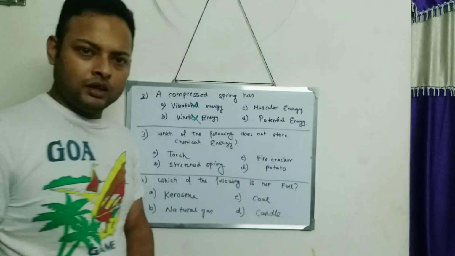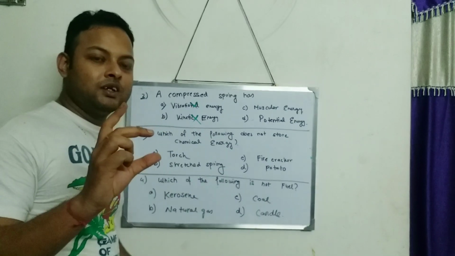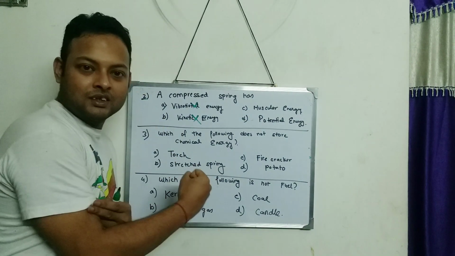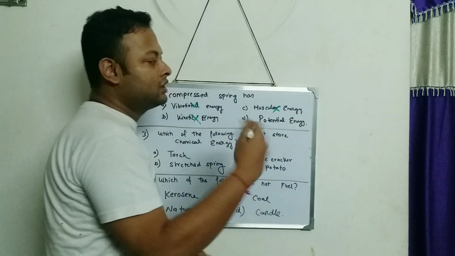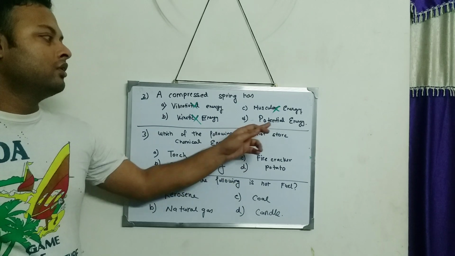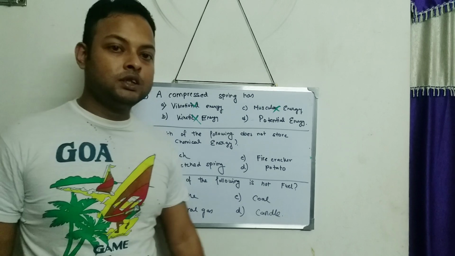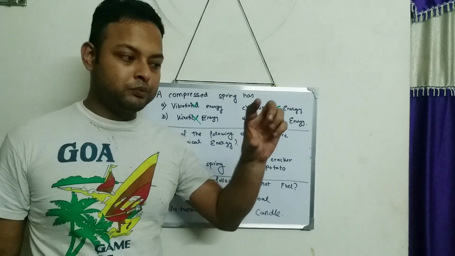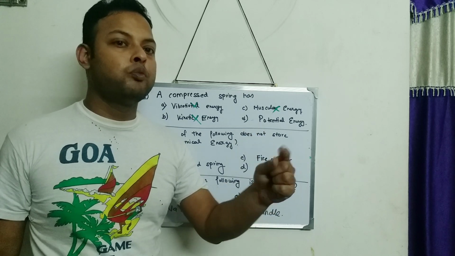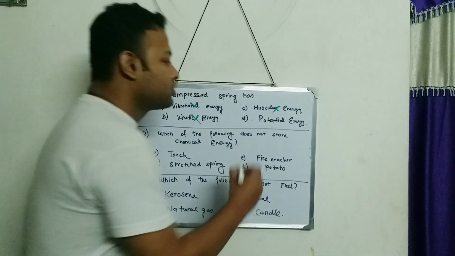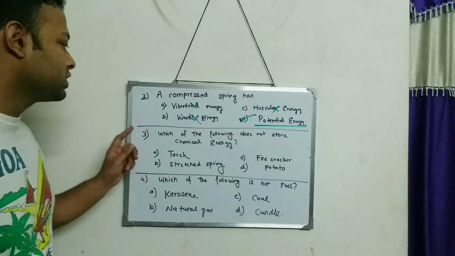Muscular energy. Does a compressed spring have muscles? We have muscles, a compressed spring doesn't. So muscular energy is out. Left with only one option, potential energy. Does a compressed spring have potential energy? Yes. We have learned that when you compress a spring, it stores elastic potential energy. So the correct option is potential energy. Now going to question number 3.